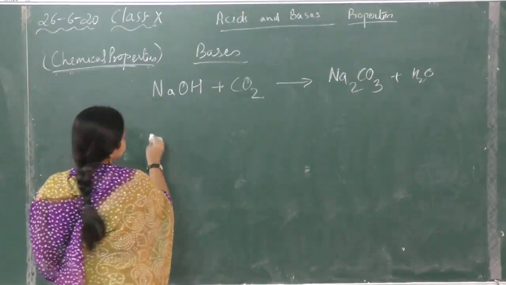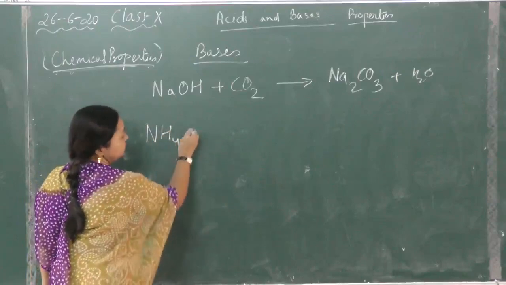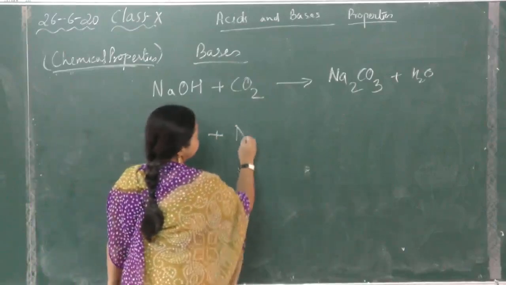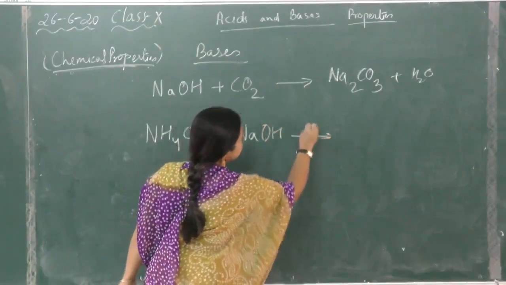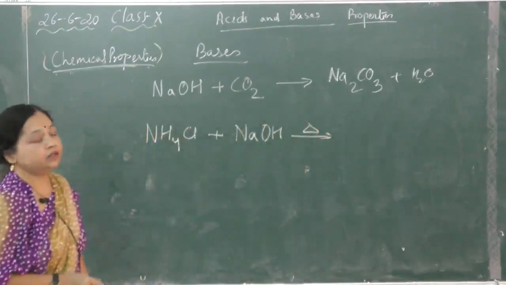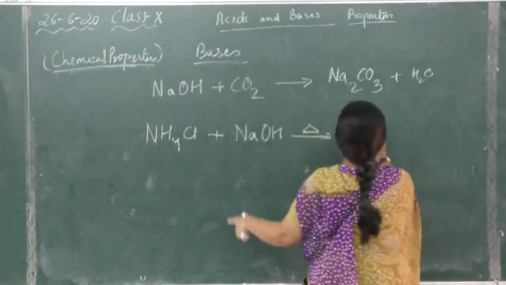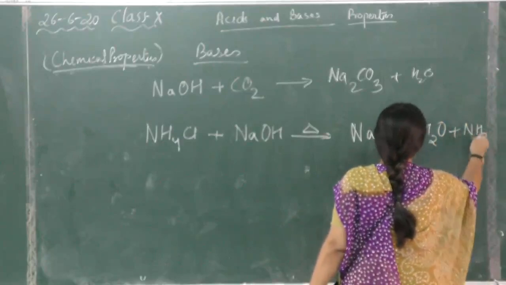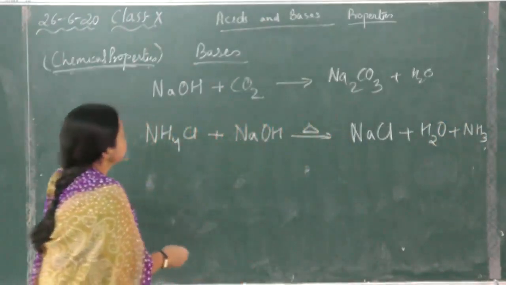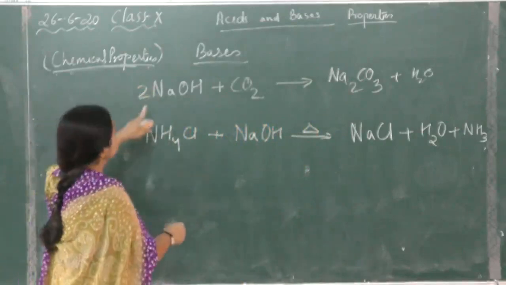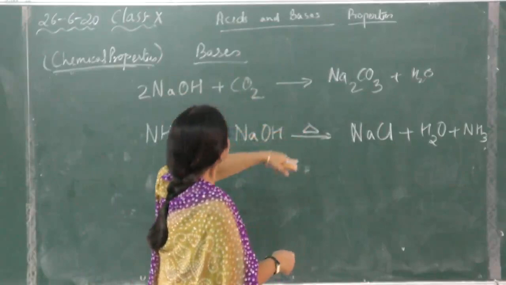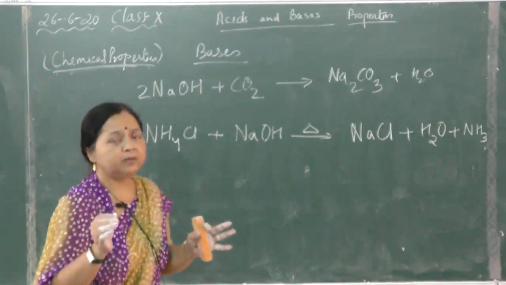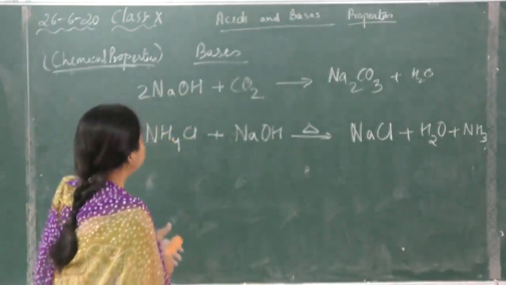Next property: any ammonium salt, suppose ammonium chloride, ammonium nitrate, ammonium sulfate, when warmed with an alkali, releases ammonia. So this will give NaCl plus H2O plus NH3. I have not balanced these equations; this is 2 Na2CO3 and H2O. Some equations may not be balanced. My aim is to let you know what happens when these reactions take place.